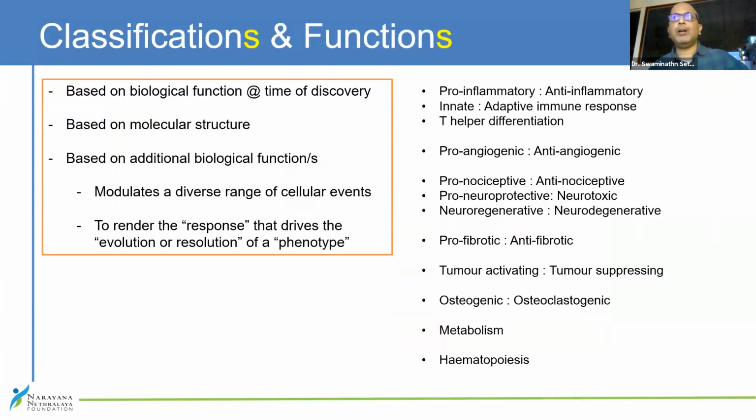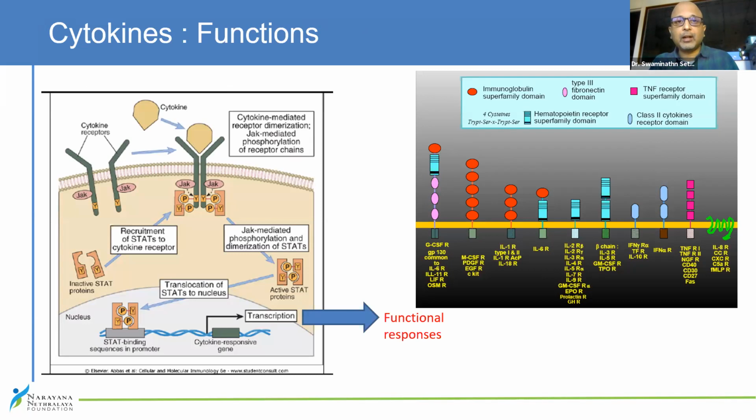But we do find it easy to remember if it is based on function, whether it's pro-inflammatory or anti-inflammatory, whether it's innate or adaptive, whether it helps in T-cell differentiation, whether it's pro-angiogenic or anti-angiogenic, pro-nociceptive or anti-nociceptive, pro-neurotoxic or pro-neuroprotective, neurodegenerative or regenerative, fibrotic, tumor immunity, osseointegration, metabolism, hematopoiesis. If each one of you has different interests, you can take these cytokines and classify them based on the context of the function or the area of your research or your clinical expertise, and have your own classification which is usable.